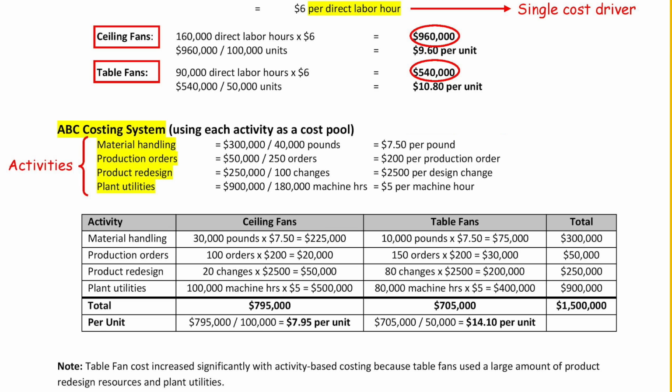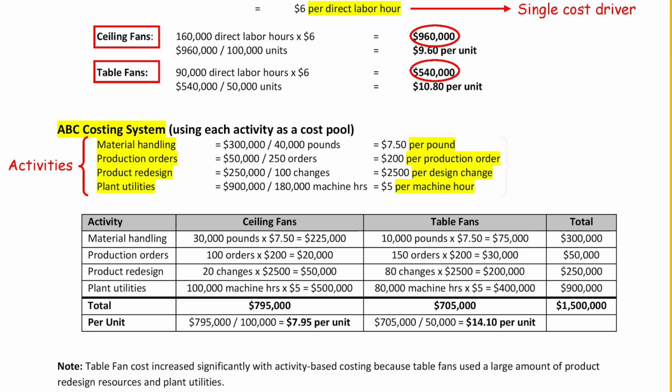Now we're going to allocate material handling costs between the product lines depending on the pounds or the weight of material handled. So highlight per pound. We're going to allocate production orders by looking at the number of production orders from each product line. So highlight per production order. Product redesign is going to be allocated depending on the number of design changes. So highlight per design change. For plant utilities, we're going to use machine hours in each product line. So highlight per machine hour.